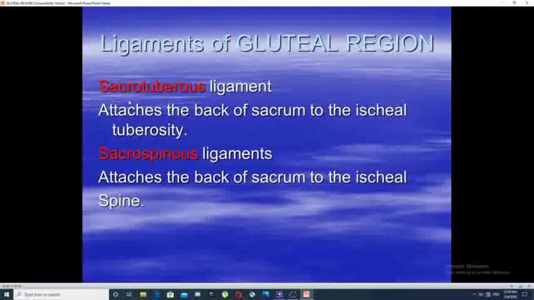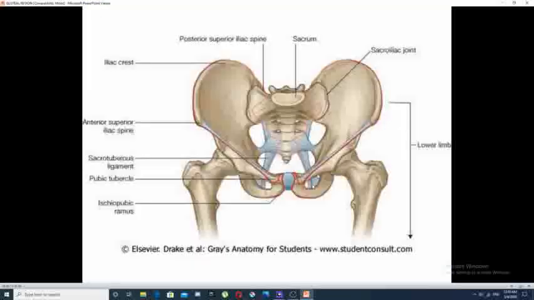First ligament, sacrotuberous ligament, attached to the back of sacrum to the ischial tuberosity, whereas the sacrospinous ligament, it attaches the back of sacrum to the ischial spine. You can see these two important ligaments. This is the sacrotuberous ligament, and this is sacrospinous ligament.